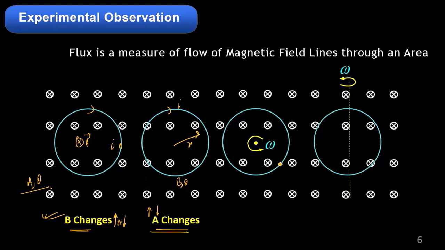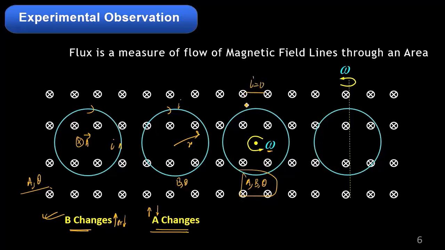Now in the third situation, I rotate the wheel in this direction, without changing any other parameter. The only thing is that I give rotation to the loop. In this particular situation, A is constant, B is constant, and there is no change in the theta value either. All are constant. So what you observe is that no current is flowing.